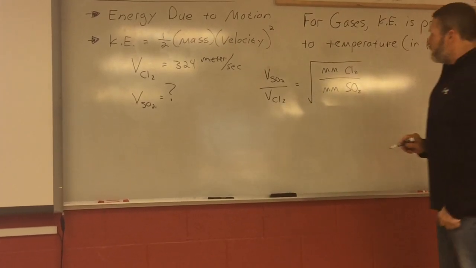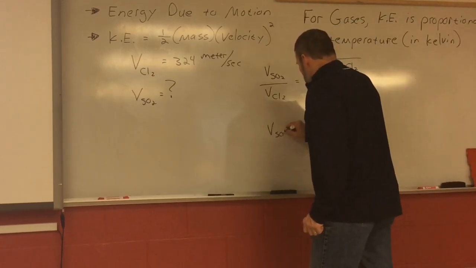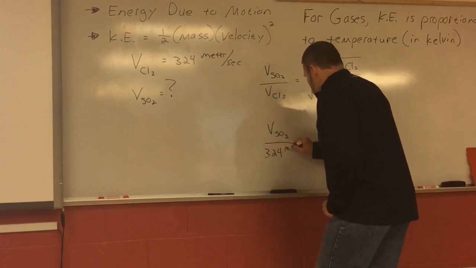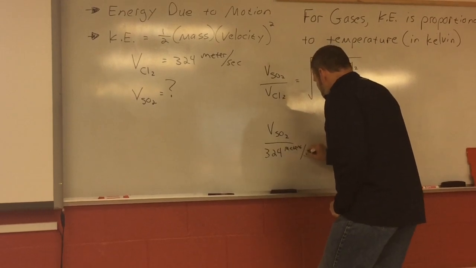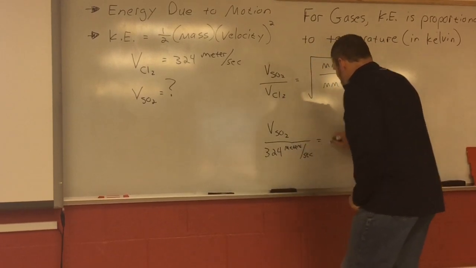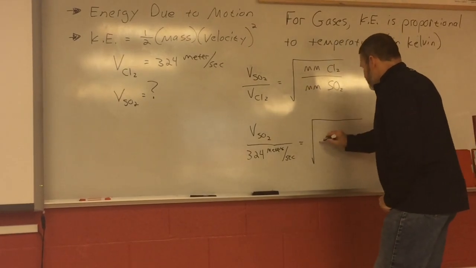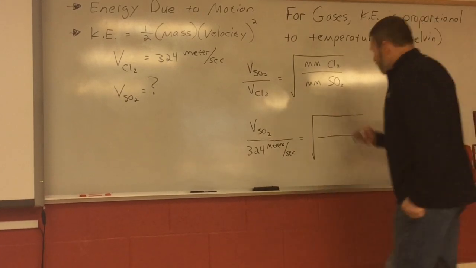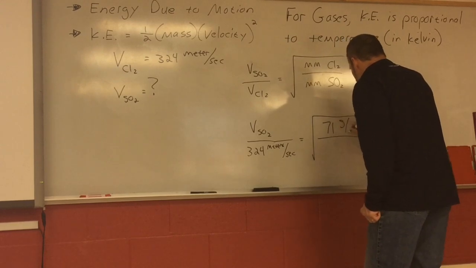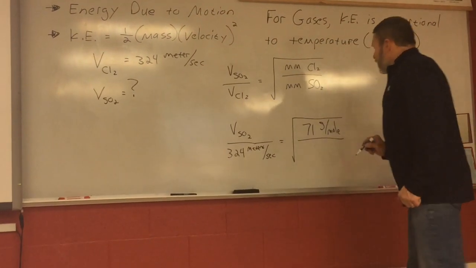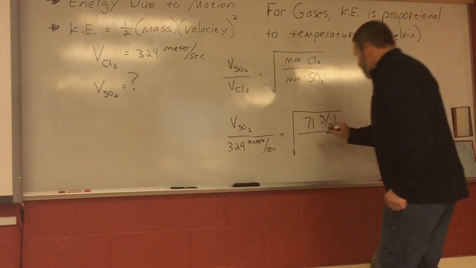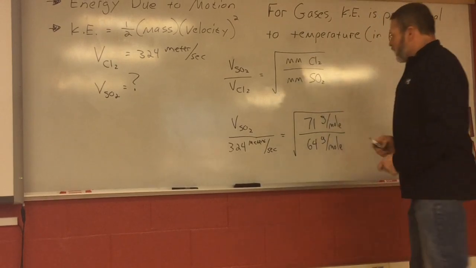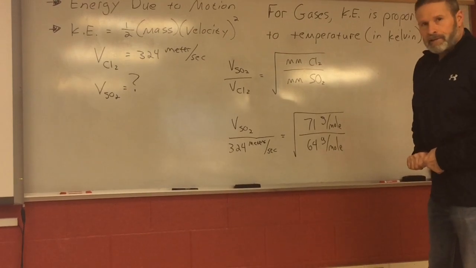Okay, let's see if we can plug in the numbers. The velocity of SO2 over the chlorine, which we know is 324 meters per second, equals the square root. Have you figured out chlorine's molar mass yet? Yep, it's about 71 grams per mole. And how about good old SO2? That's about 64 grams per mole. So now we have all the numbers plugged in.